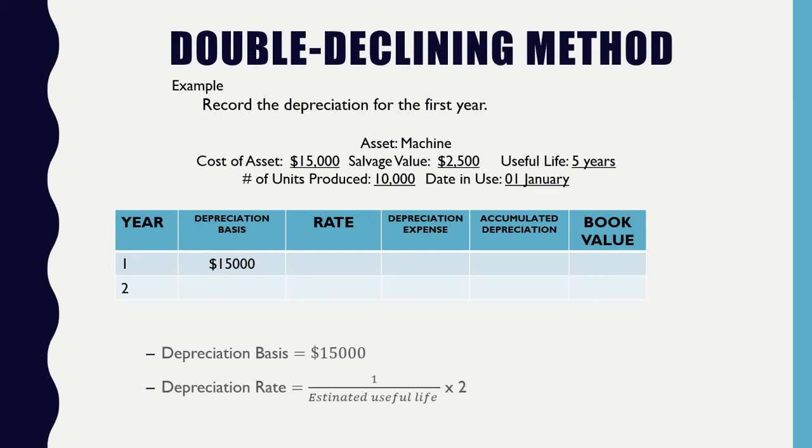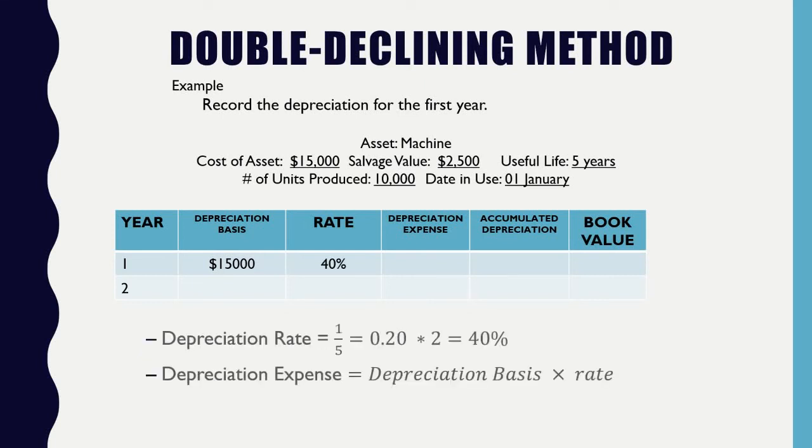Now in this case, because I'm depreciating it twice as much, right? I need to also include times 2. So 1 over the estimated useful life, which is 1 over 5, times 2 is going to give you 0.4, or also known as 40%. Okay, so that means you're going to depreciate it 40% of the time. Okay, so 1 over 5 equals 0.2, times 2 equals 0.4, which gives you 40%.